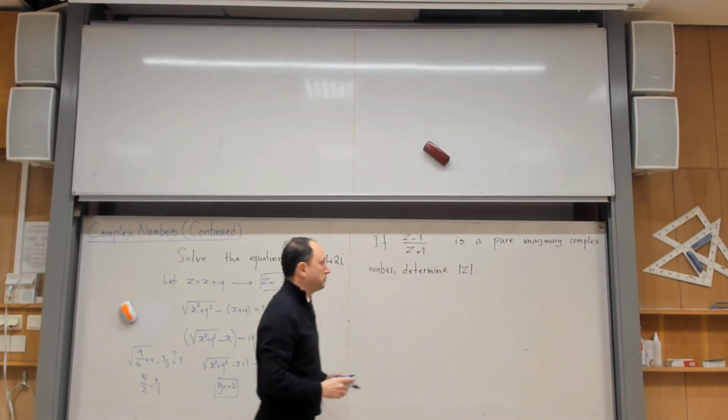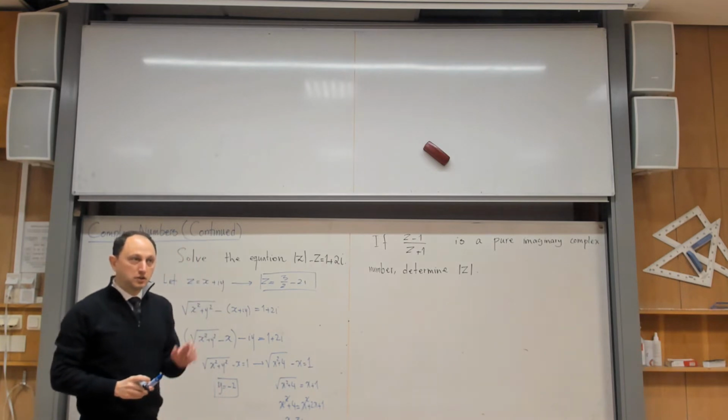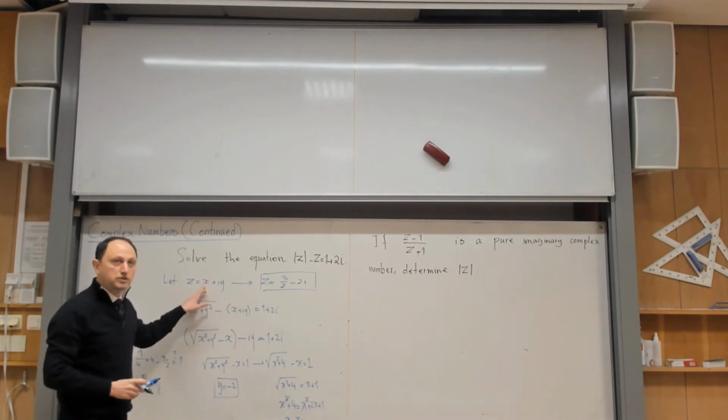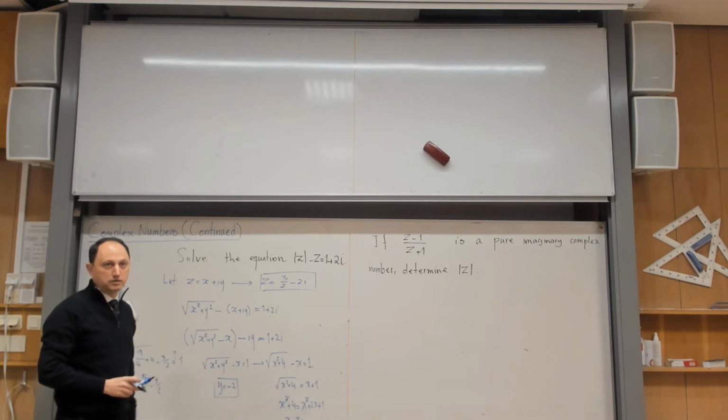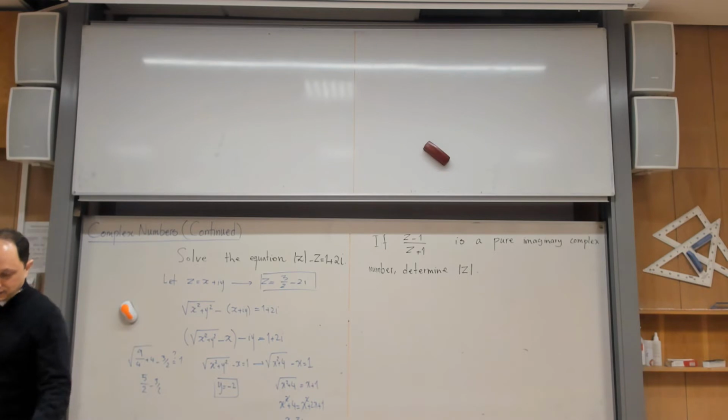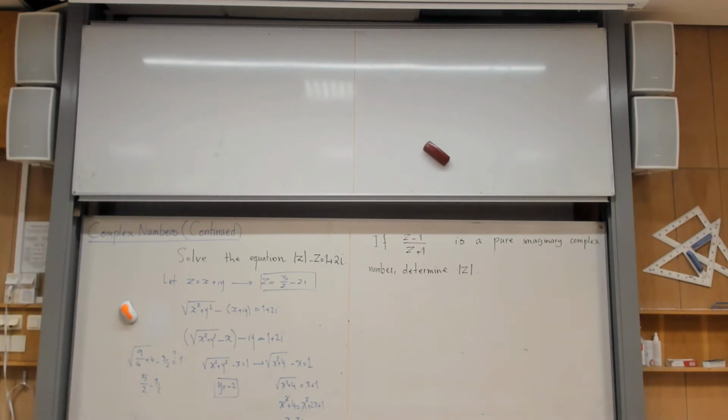Pure imaginary, do you remember what's the meaning of pure imaginary? It means that you have a complex number whose real part is 0. That is the meaning of pure imaginary. Okay, I want to wait for you. Answers? Not yet. I will wait. Don't give up. Okay, do you have any idea where to start from? Yes?